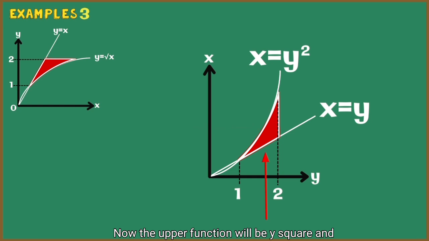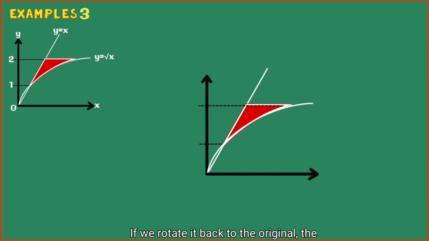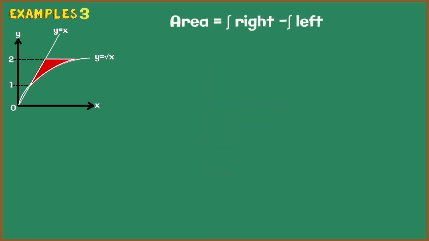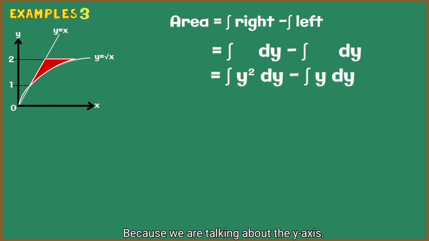Now the upper function will be y squared and the lower function will be y. If we rotate it back to the original, the upper function will be the right function and the lower function will be the left function. So, to find the area, we can integrate the right function minus the integration of the left function. But we have to integrate with respect to y, because we are talking about the y-axis. So we substitute the function.